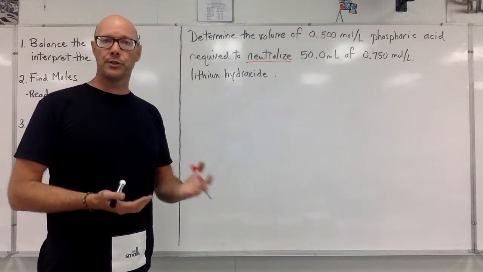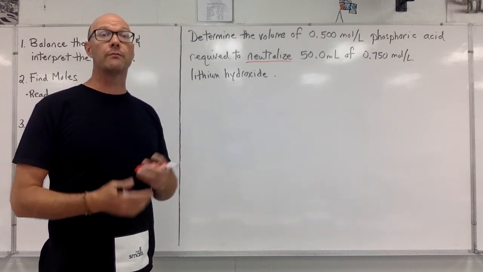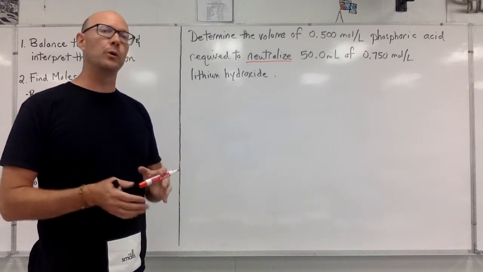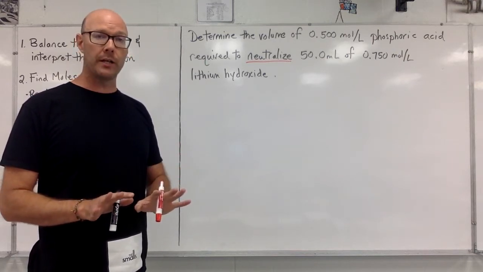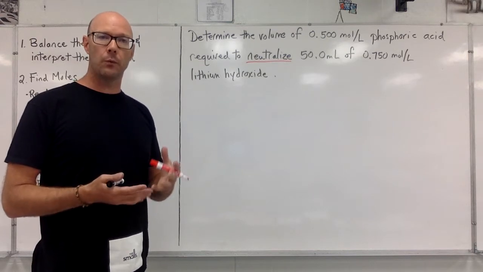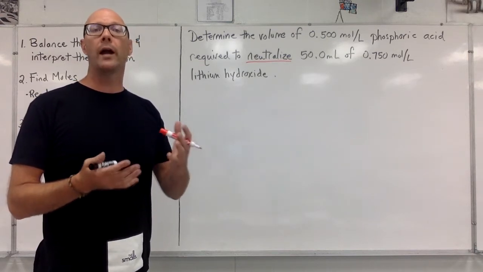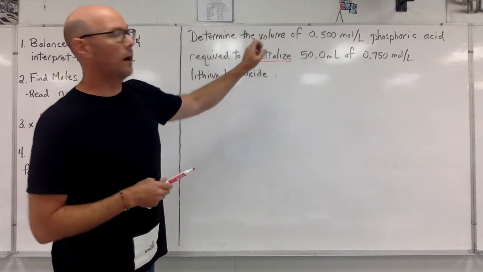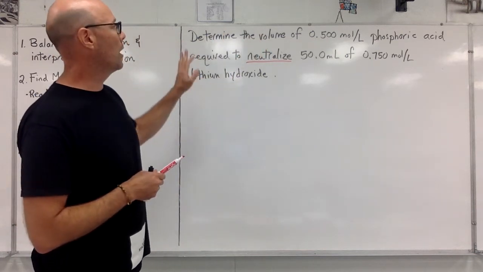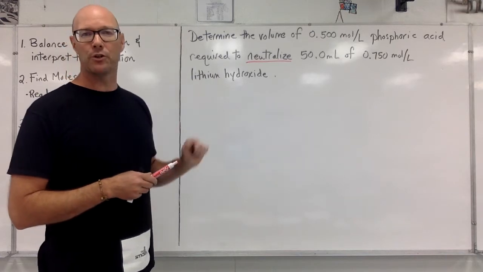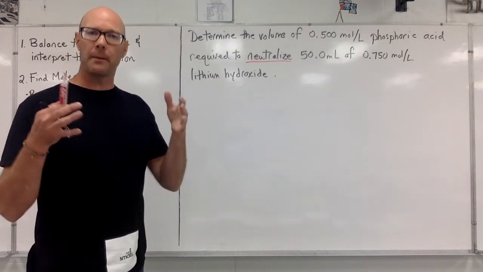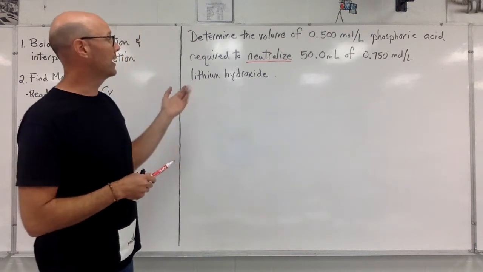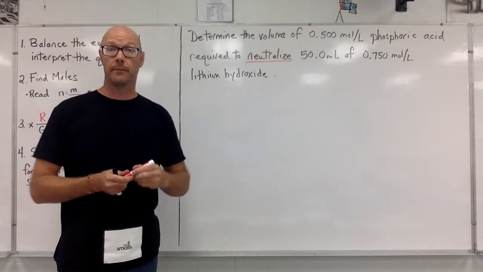Lots of solution stoichiometry problems are now going to have 2 or 3 numbers in them. So this strategy of reading the question, leaving out the numbers, and focusing on the keywords might become more helpful than ever before. Determine the volume of phosphoric acid required to neutralize lithium hydroxide. When we leave that out, that maybe helps focus our attention that we're going to have a reaction between phosphoric acid and lithium hydroxide.